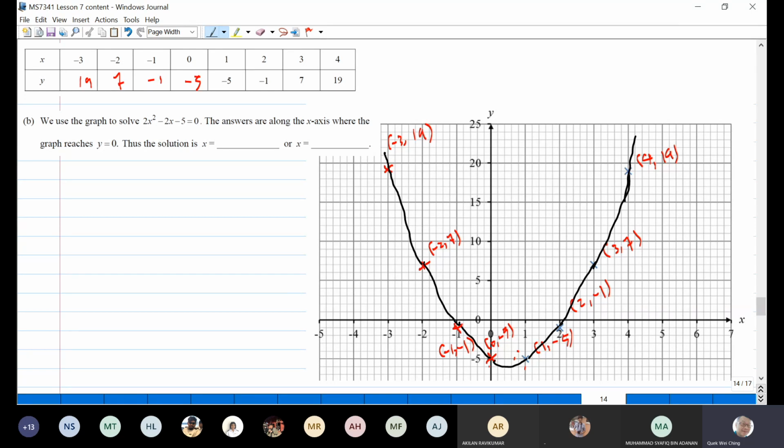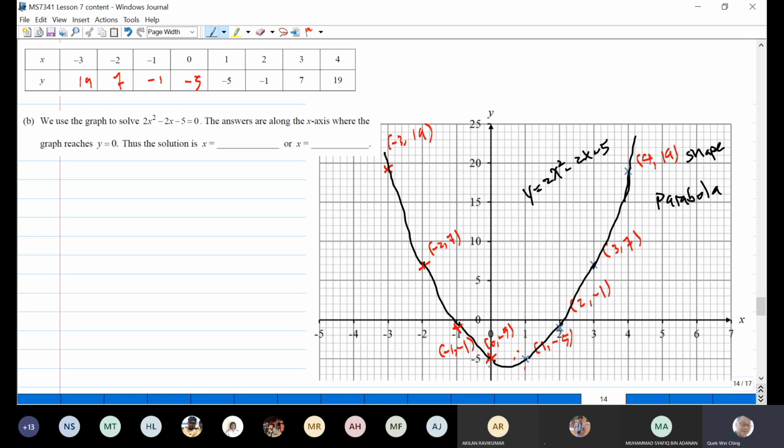This is the name of the graph. The equation is y equals 2x squared minus 2x minus 5. The name of the graph is called a parabola, right? That is the shape. It's not a straight line. After you got the table already, you got this graph.